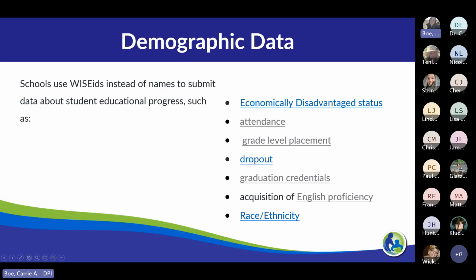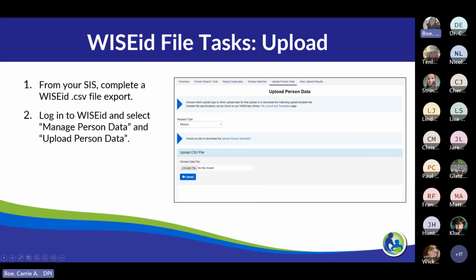So this is the demographic data WiseID supports. This is walking through how to use the WiseID upload tool. Now, a lot of the SIS vendors already have WiseID built into the SIS. So as you are individually updating the student's demographic information, you are typically able to retrieve the WiseID from your SIS directly. If for whatever reason you're not able to do so, you can export a CSV spreadsheet from your SIS, and you can input that into WiseID.